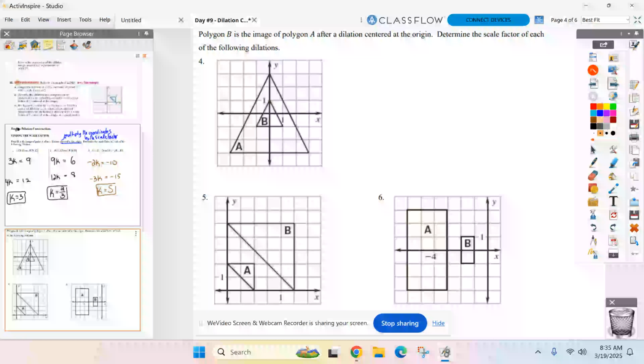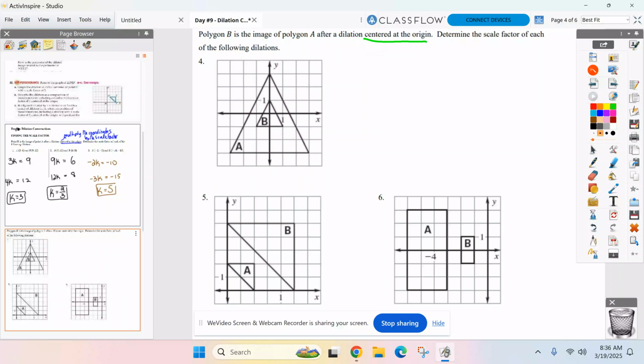I am going to show you 2 different methods. You pick which one you're most comfortable with. All right, I just don't want to say one method, do it this way. All right, key component here. Make sure we understand that B is the image. All right, B is the image and A is the pre-image here. But good news again, guess where we're dilating? Around the center. All right, let's go to number 4 here.